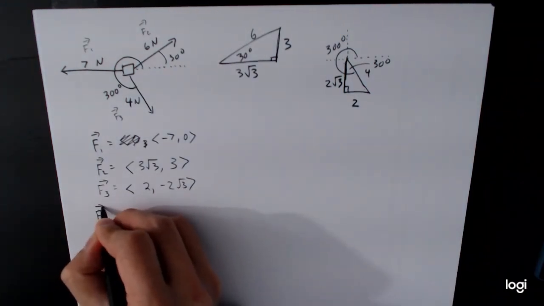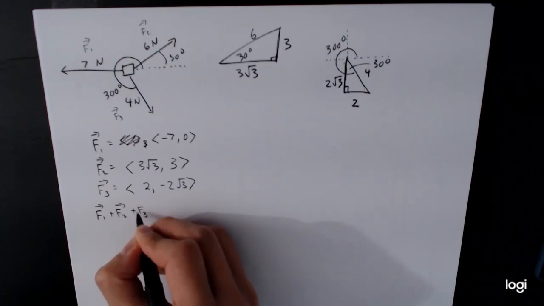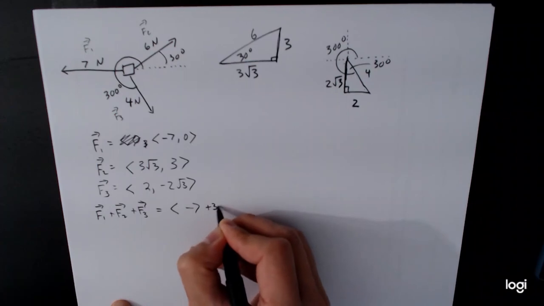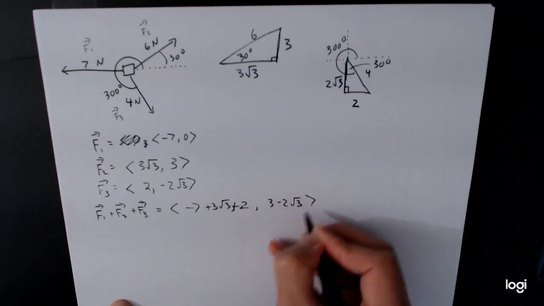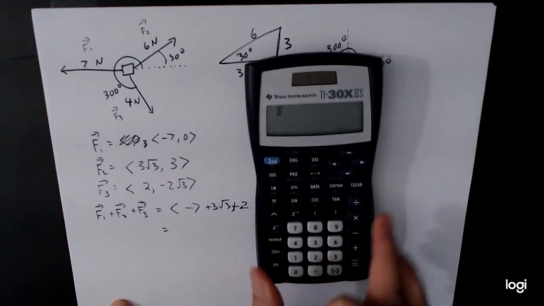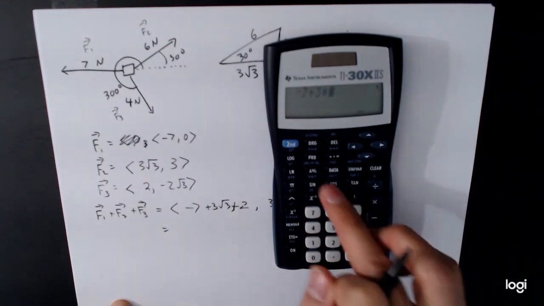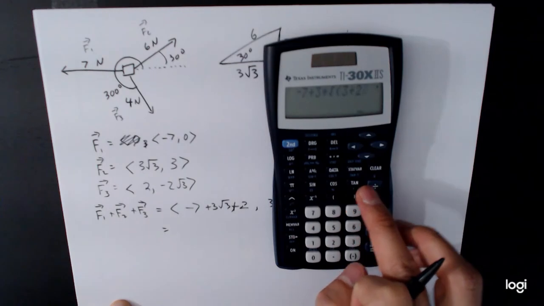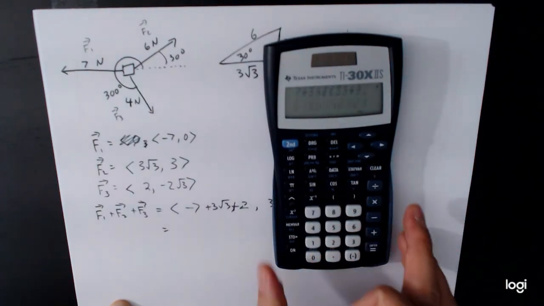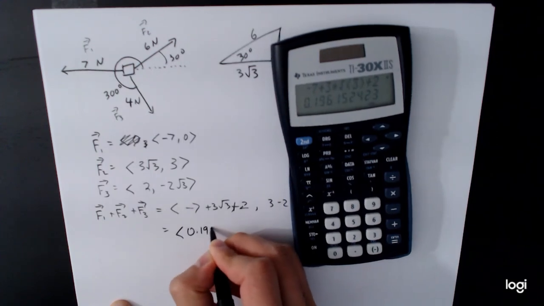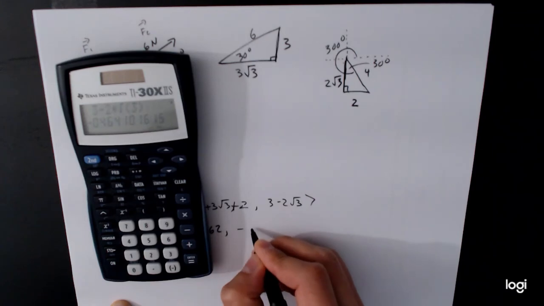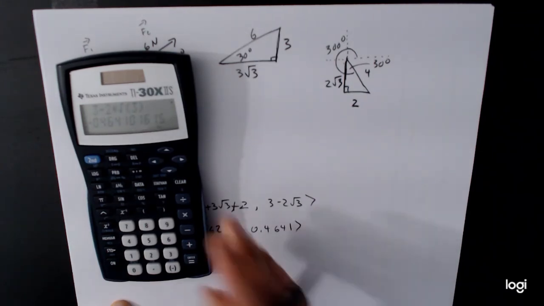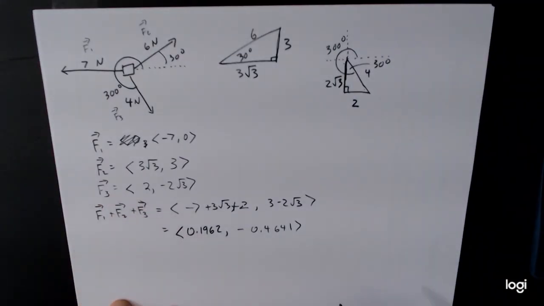And so we can add up these vectors, F1 plus F2 plus F3, and that will tell us the current force that's being applied to this object. So negative 7 plus 3 root 3, plus 2, comma, 3 minus 2 root 3, which we can then plug into a calculator and get a decimal approximation for. Negative 7 plus 3 times the square root of 3 plus 2 is 0.1962, and then over here, 3 minus 2 times the square root of 3 is going to be negative 0.4641. And so this is the sum of these forces, so the neutralizing force will need to be the opposite of this.